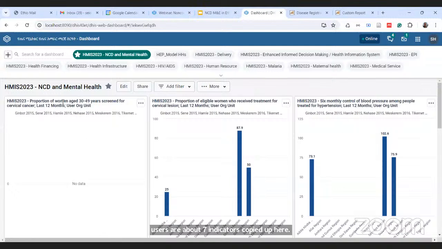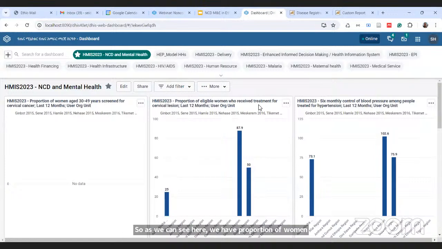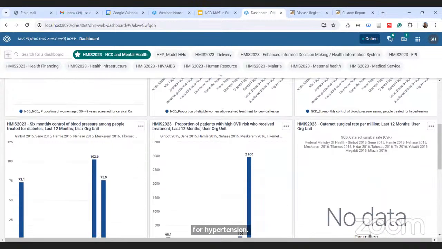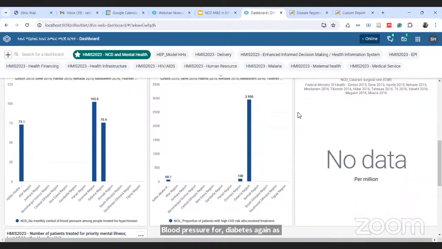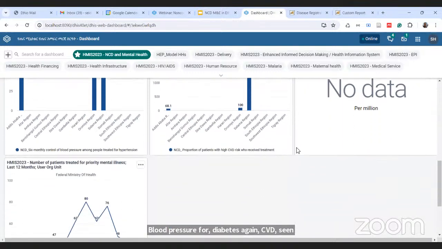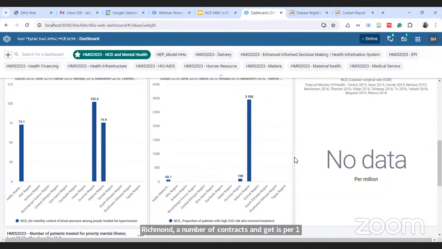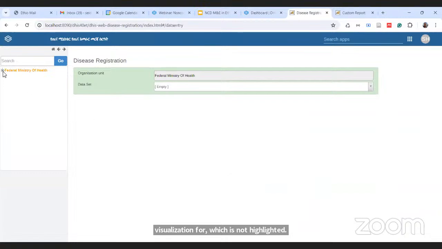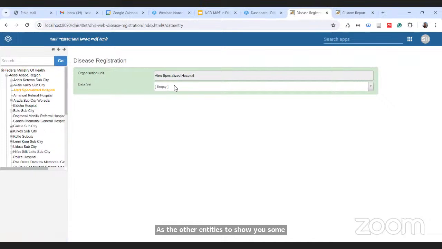So as you can see here, we have proportion of women screened for cervical cancer, treated for cervical lesion, and there is a cohort of blood pressure for hypertension, the blood pressure for diabetes again, CVD receiving treatment, number of cataract surgeries per million, and we have at last the visualization for mental illness as well, which is not highlighted as the other NCDs. To show you how the data entry is going on for the disease, for instance.